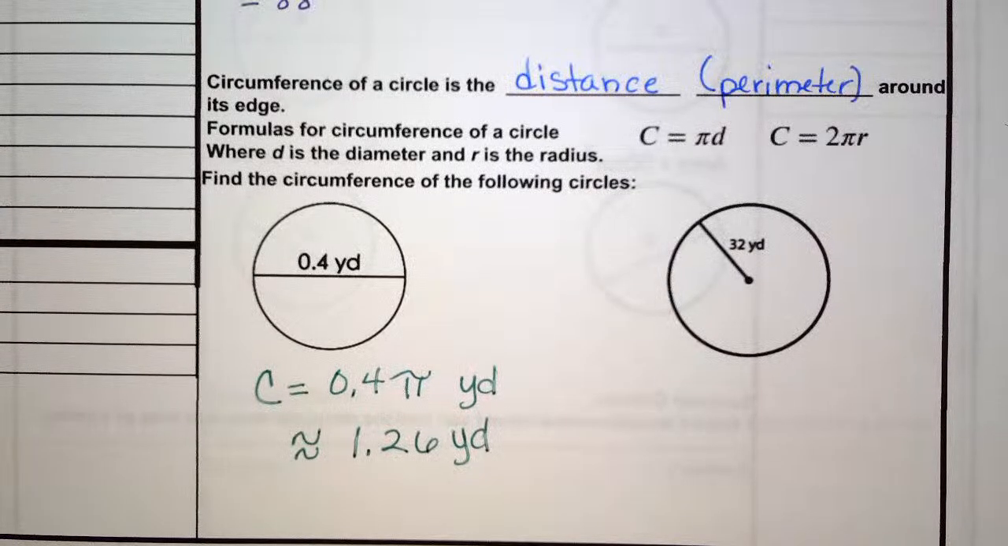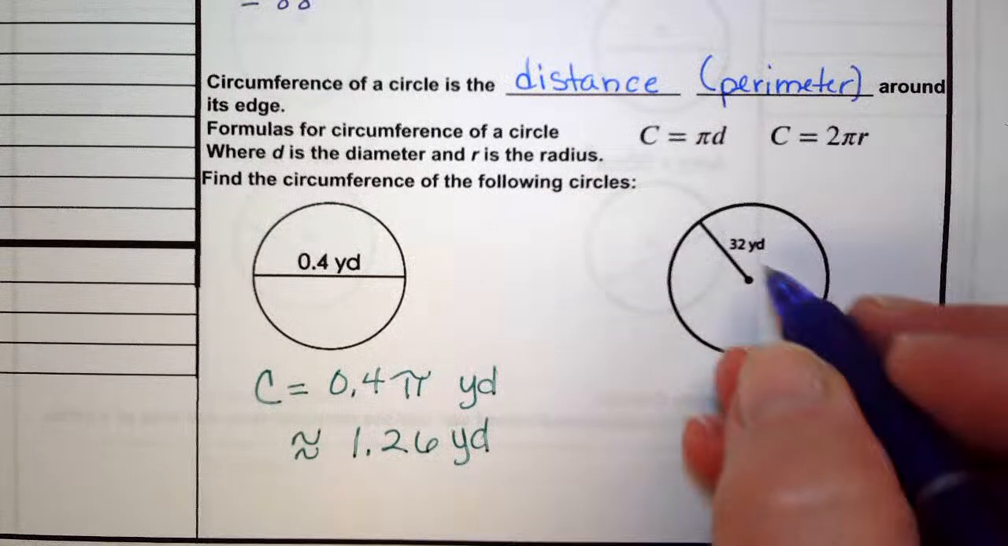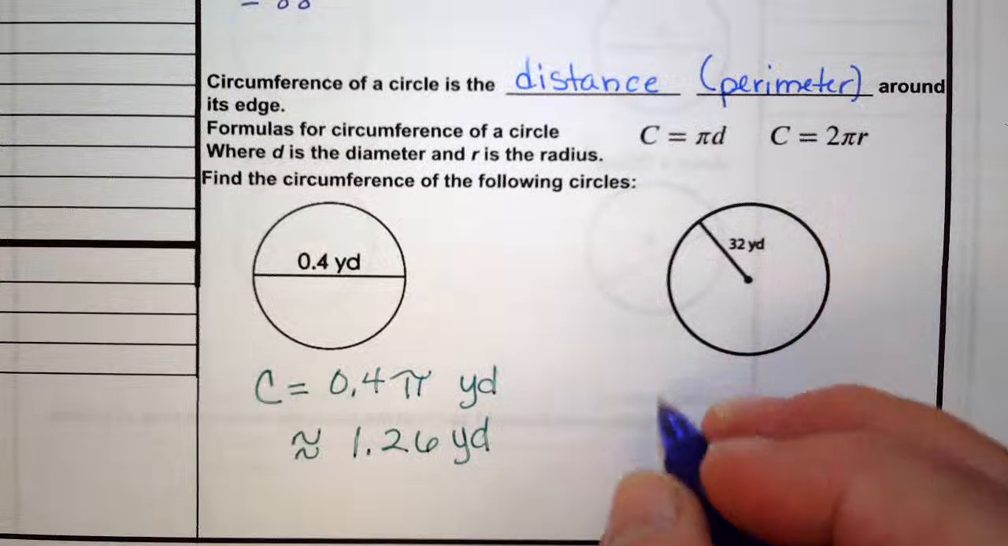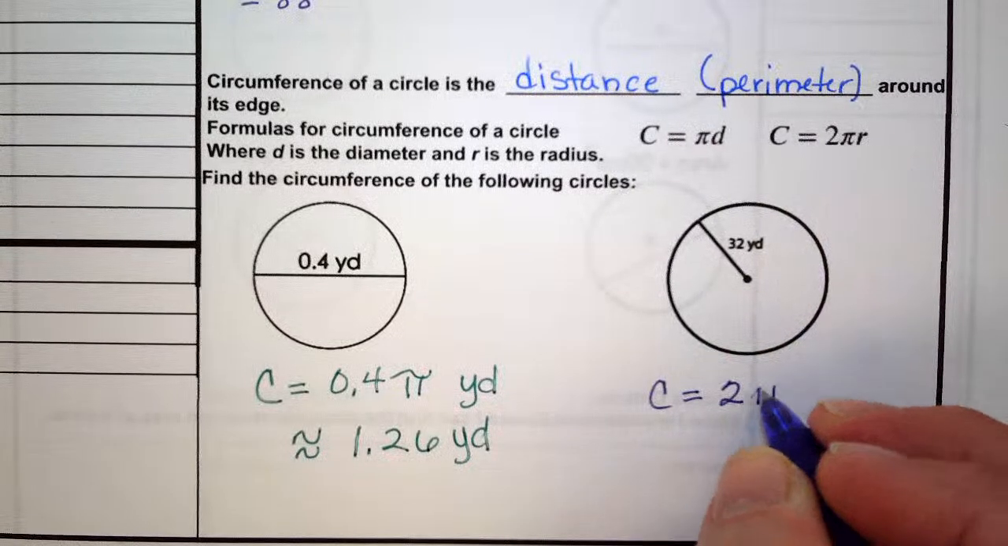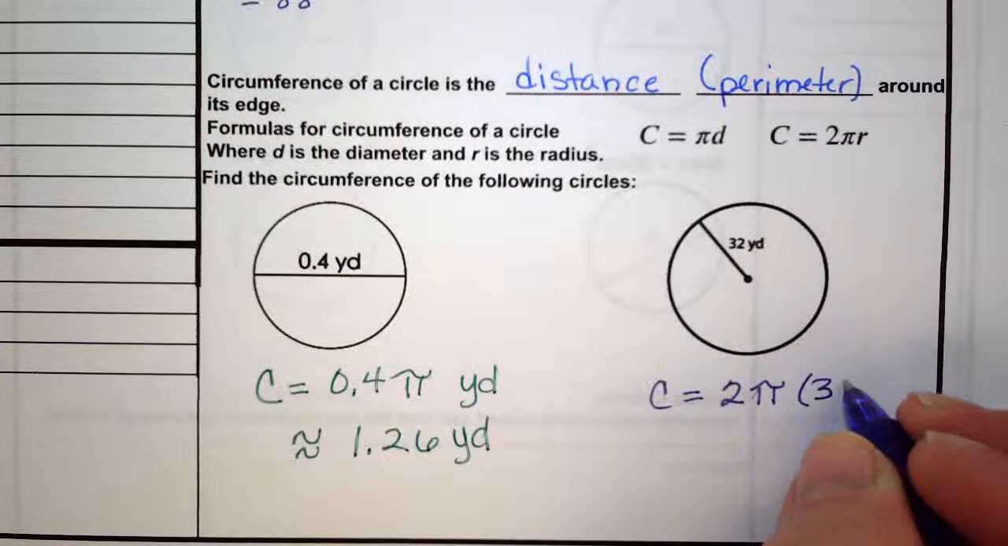For the second one, we've got our radius, so we'll use the second formula. So it's 2 times pi times 32.